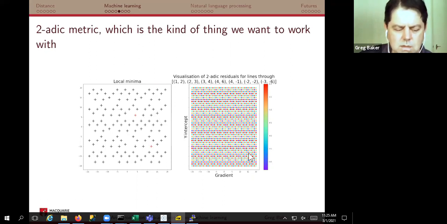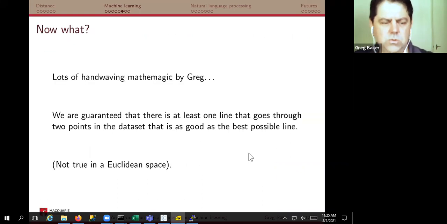So when somebody races up to you and says, find me the best line through these points, p-adically, there may be several equally best lines through the points. So what do we do about it?